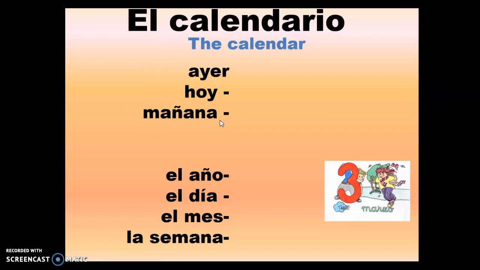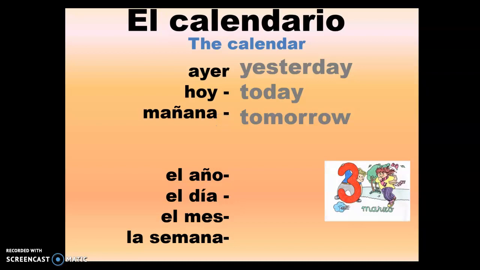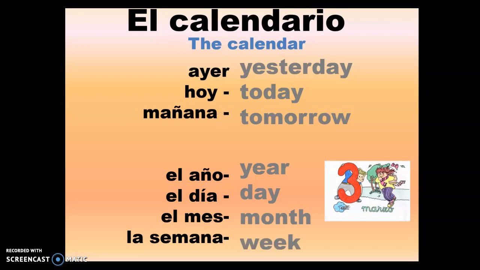All right, now we have some vocab words that we need to look at. So starting with number 13, ayer is yesterday. Hoy is today. Mañana is tomorrow. So if I were to ask you what day was ayer, you would be able to understand that ayer means yesterday. A few more words related to the calendar. El año, el día, el mes, la semana.